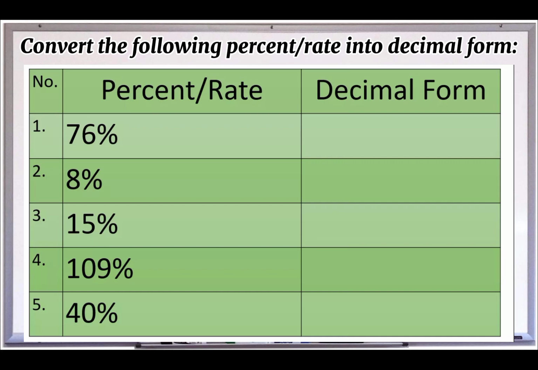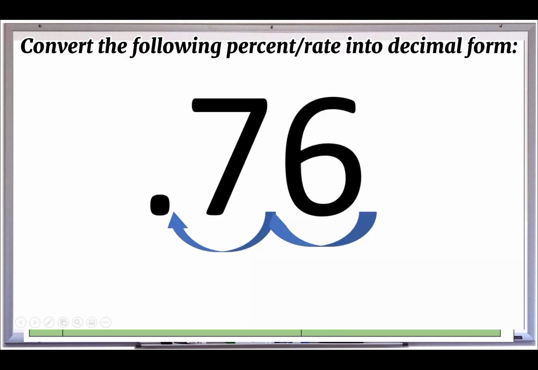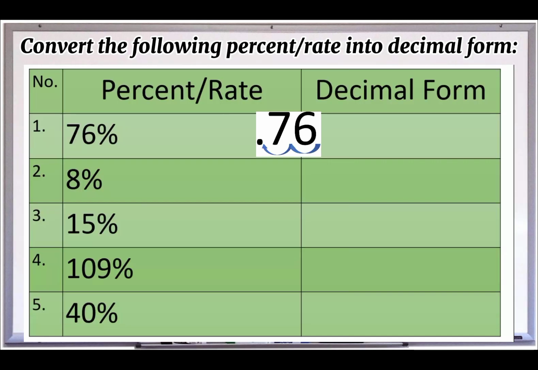Number 1, 76%. Okay, we are just going to move the decimal point 2 places to the left. Magmumove lang tayo ng 2 places pakaliwa. Okay, saan po manggagaling? We are just going to start from the decimal point. Ma'am, nasaan po ang decimal point? Take note, kapag whole number, we have an imaginary decimal point or invisible decimal point. Nandun po siya sa kanan. Okay? And then, i-remove na natin ang percent sign. So, 76% becomes 0.76 in decimal form.